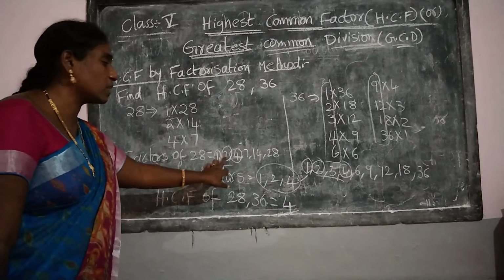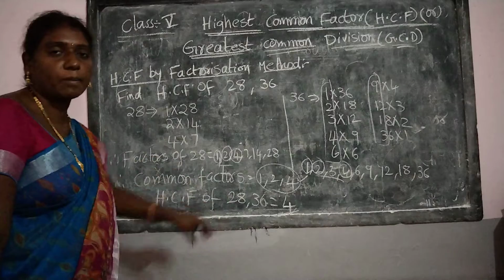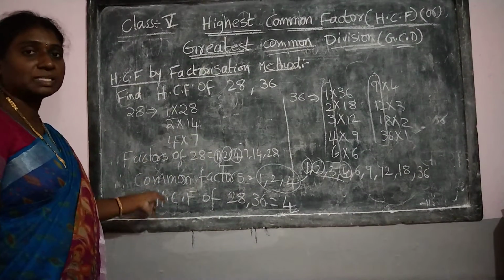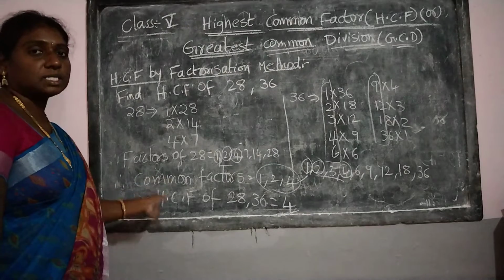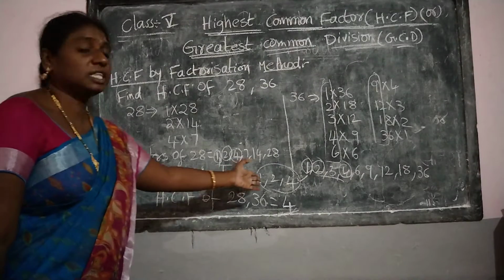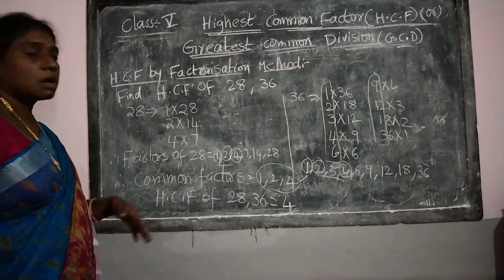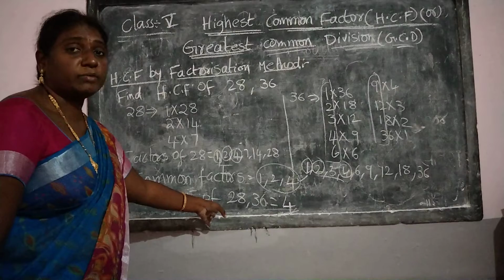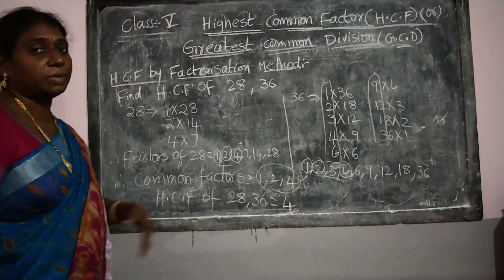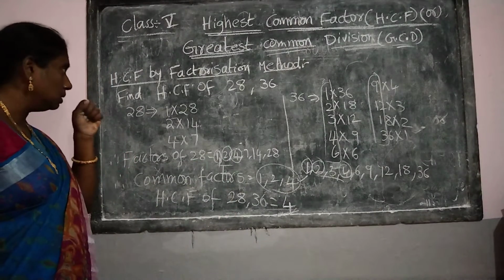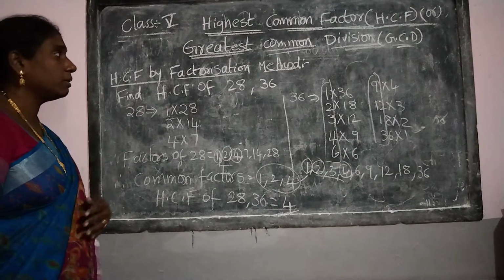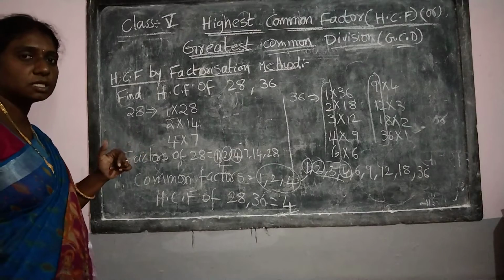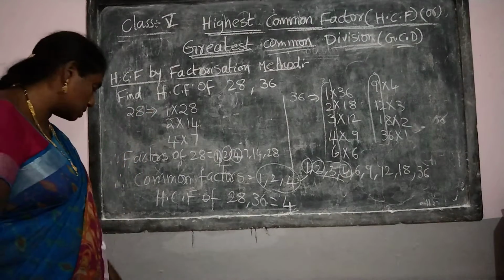What are the common factors? 1, 2, 4. Those are the common factors. Among those, what is the HCF, the highest common factor? Among these three numbers, which one is the biggest? 4 is the biggest number, so I take it as the highest common factor of the given numbers. This is the factorization method of finding the HCF. Understood all of you? This is the process.